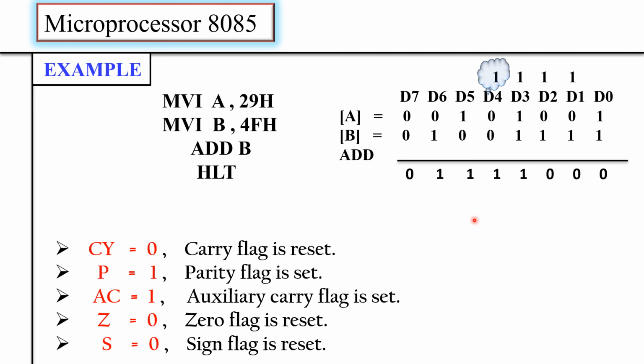Then the auxiliary carry flag. There is a carry from the D3 bit to the D4 bit. Can you see here? There is a carry generated from D3 bit to D4 bit. Therefore auxiliary carry is equal to 1, or we can say the auxiliary carry flag is set. Now the result in the accumulator is not 0, it is other than 0, so the zero flag is reset, or the zero flag is equal to 0. Then the most significant bit is 0, so the result is positive. So S is equal to 0. The flag is reset. The result is positive.